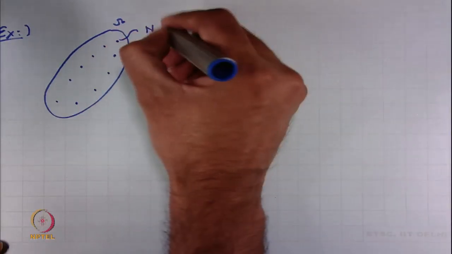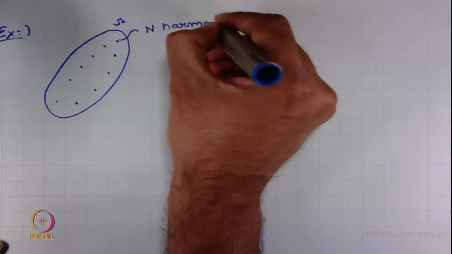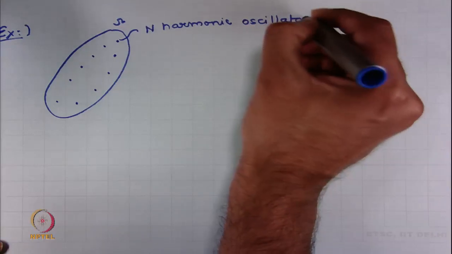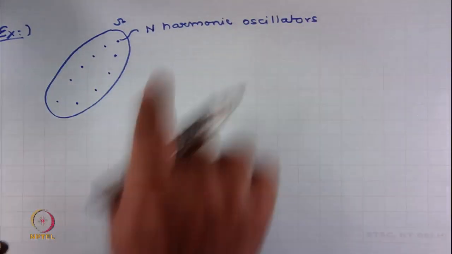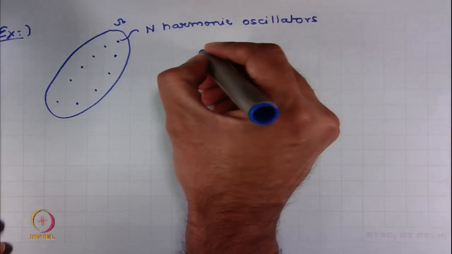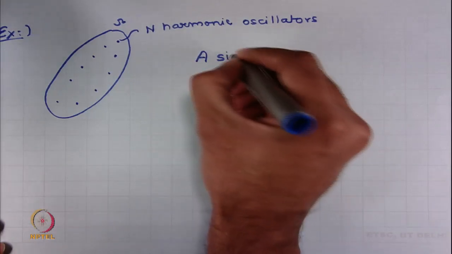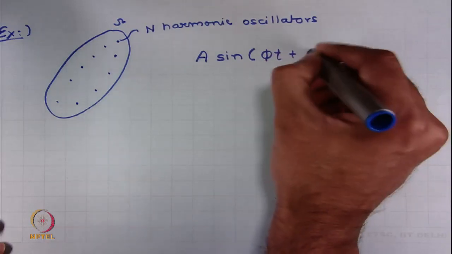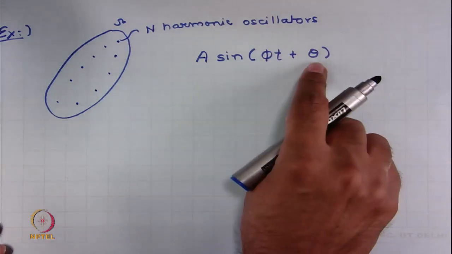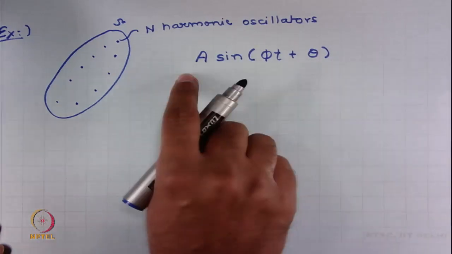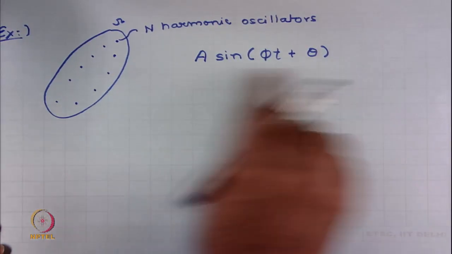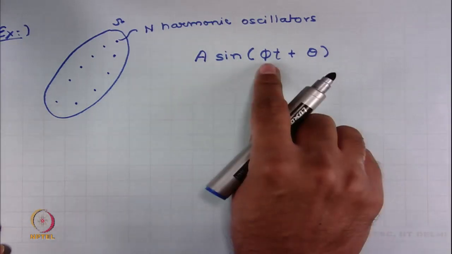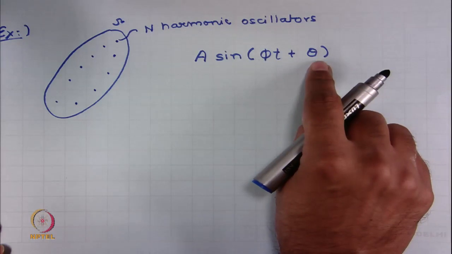So, I have n harmonic oscillators in my sample space. Now, a given harmonic oscillator produces a sine wave. Let us assume that a given harmonic oscillator produces a completely deterministic sinusoidal waveform, where A is the amplitude of that sine wave, phi is the frequency of that sine wave, and theta is the phase of the sine wave.